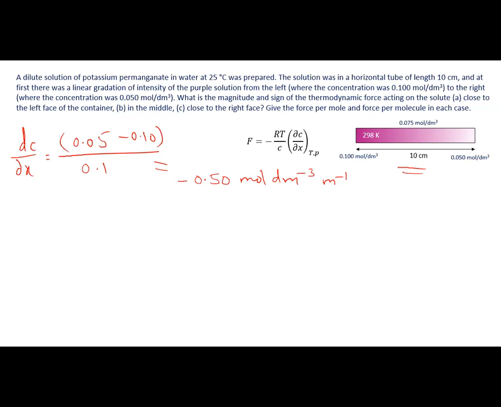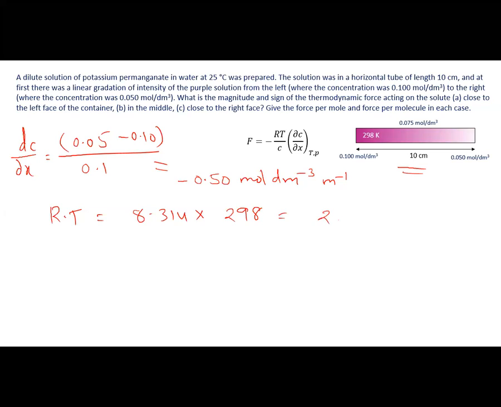And let's also calculate the value for RT. So 8.314 times the temperature, 298 Kelvin. Make sure that you find the units later. You're going to get 2.48 times 10 power 3.